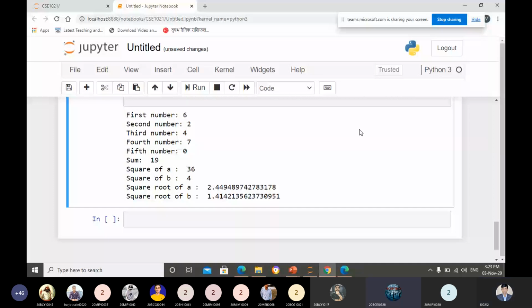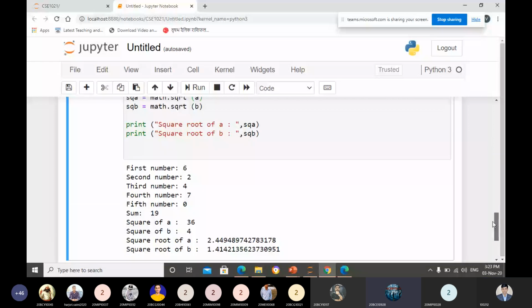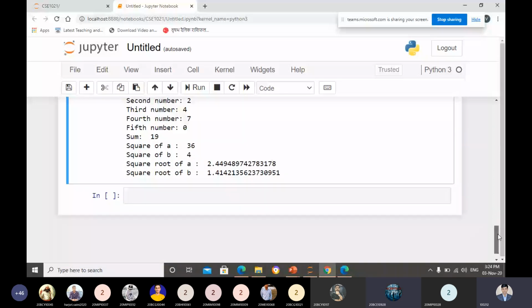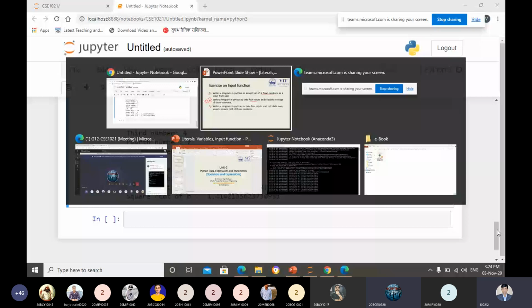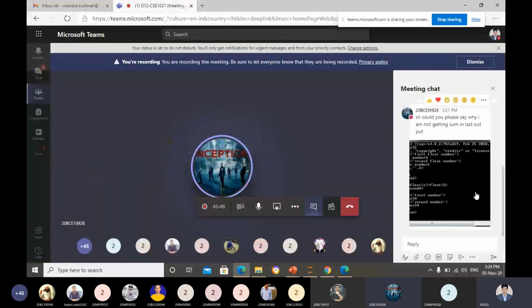Sir, can you please see the chat box? There I have posted a photo. I'm not getting the output. So can you please say what mistake I have done? No, I have already shared the screen. Now it is visible to all. No, sir. I mean, in the chat box, I have posted a photo.